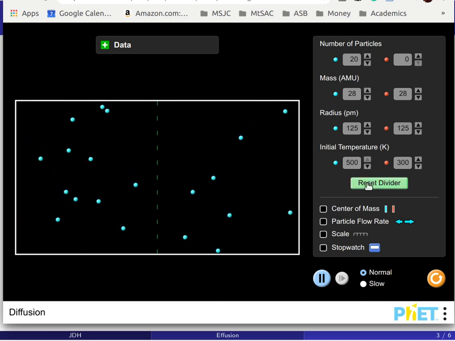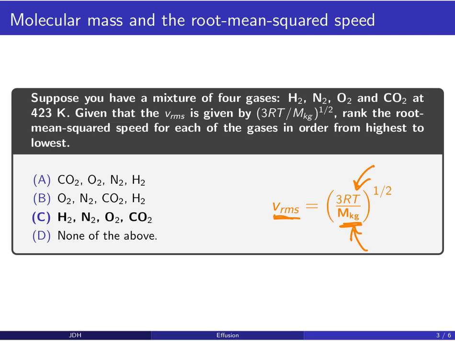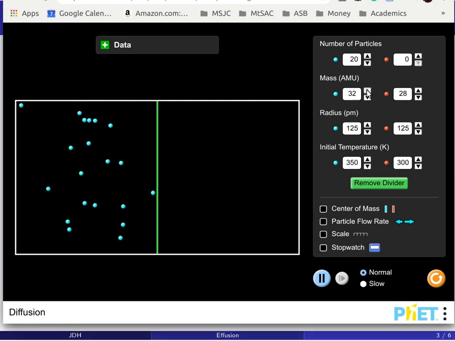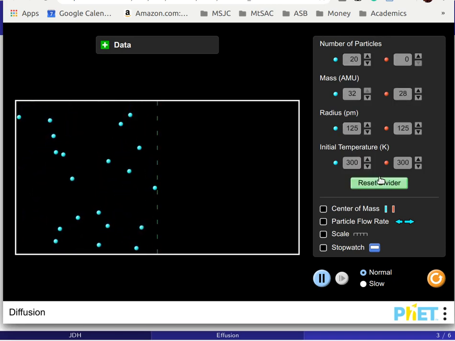And we know from our equation, it's also inversely proportional to the mass. So if we reset the divider here and crank up our mass, let's go to a much heavier molecule, and we'll take our temperature back down to the starting point. We can see that these molecules are now moving slower, and so of course when we remove that divider, it's going to take longer for equal portions of the gas to be on either side of the container when we are at this higher mass.